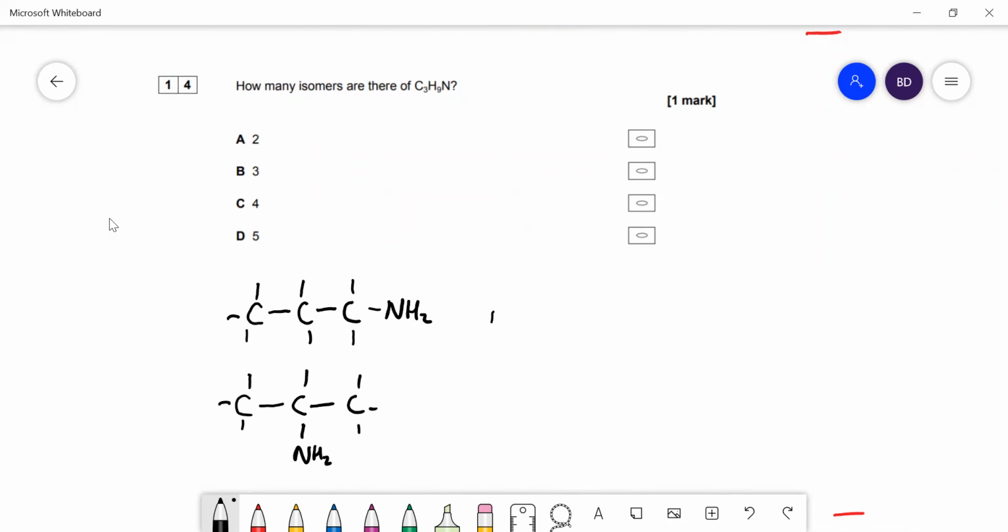The other thing we could do is have the nitrogen bonded to more than 1 carbon atom. So I'm going to put my nitrogen there. Nitrogen, of course, always forms 3 bonds. So let's say it's attached to 3 carbons. You could have CH3, CH3, and CH3. That would be an isomer. That's another one, and that's the only thing you can have with the nitrogen attached to 3 carbons. I'm sure you can see that.